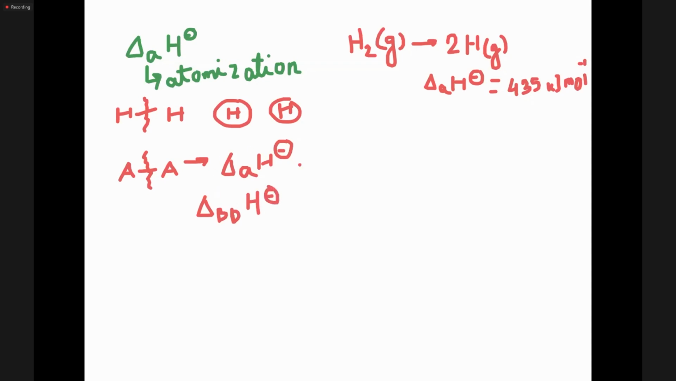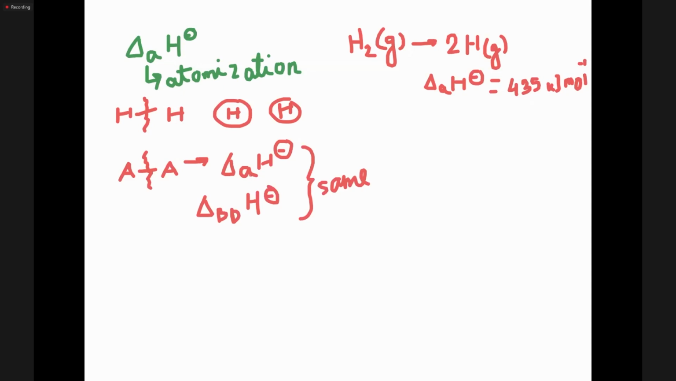So for diatomic molecules, these two terms are the same. Diatomic molecules have only one bond, and in this case, the bond dissociation enthalpy, the BD, actually stands for the bond dissociation, and this A stands for the atomization.